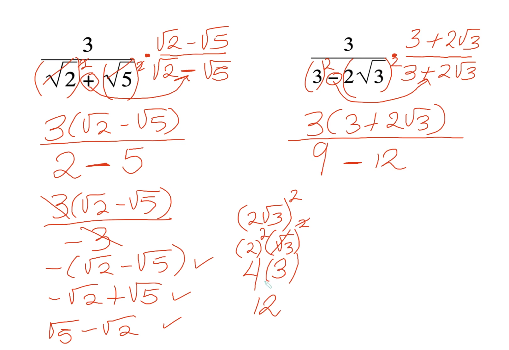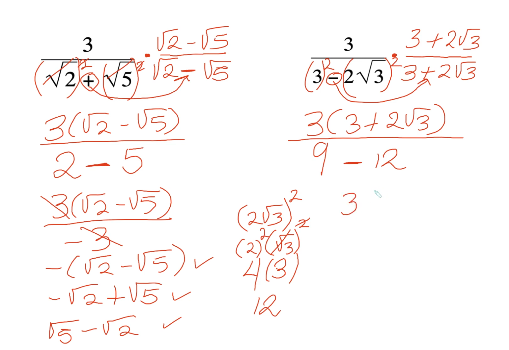Actually, they tell me it's 36 because when they square this, they're like, oh, 2 squared is 4 and 3 squared is 9, and 9 times 4 is 36. Please remember, you square them individually. When you square 2, you get 4. And when you square the square root of 3, you just get 3. And 4 times 3 is 12.